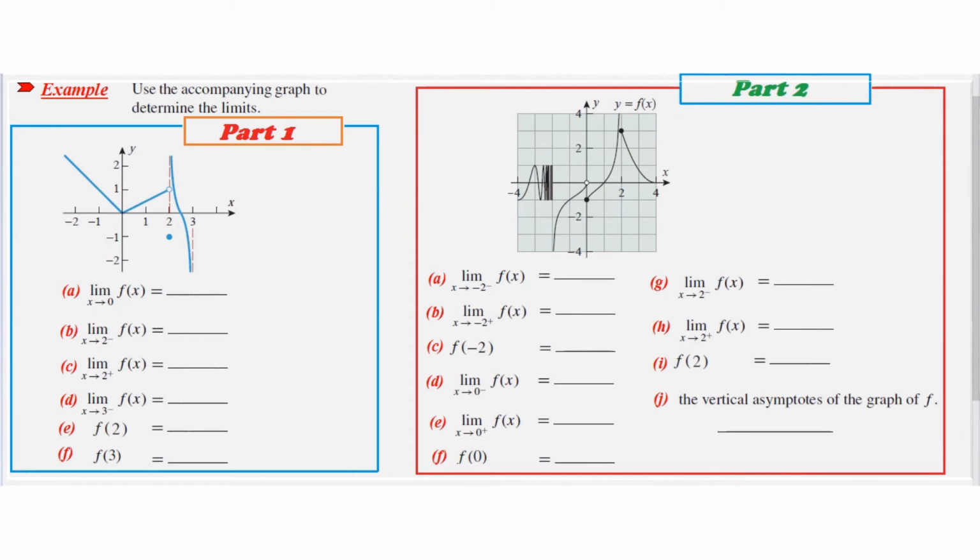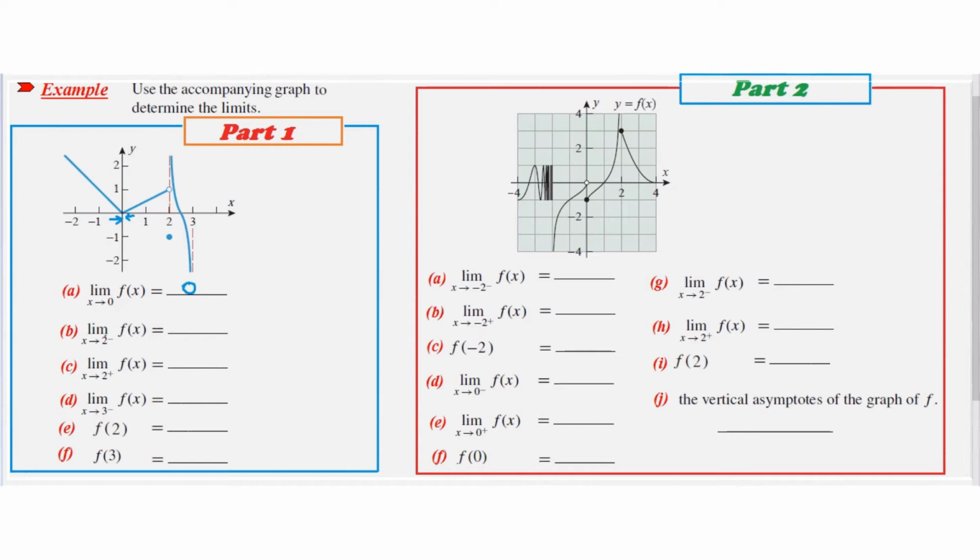Now we will turn to the second example, and in the second example we have two parts. So we'll start with part 1. First you have to find the limit of x when x goes to 0. This is 0. 0 from right and 0 from left have the same limits and equal to 0.